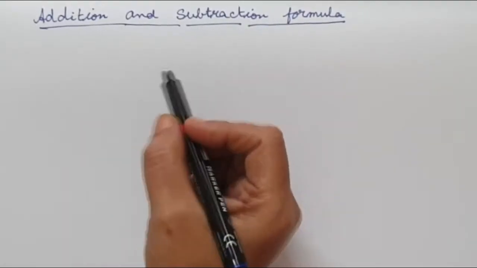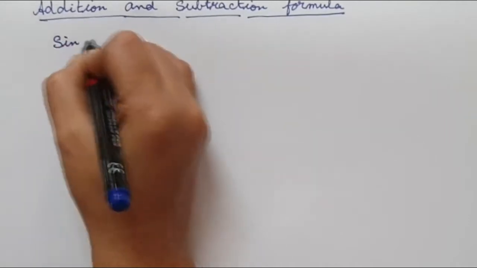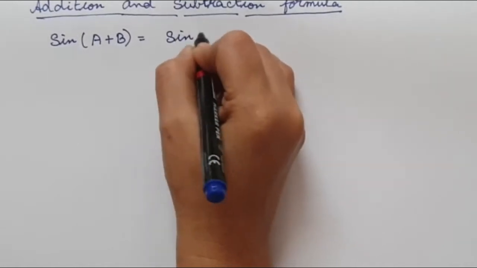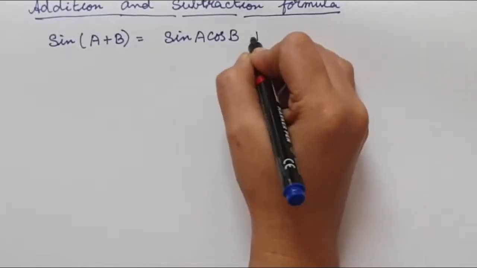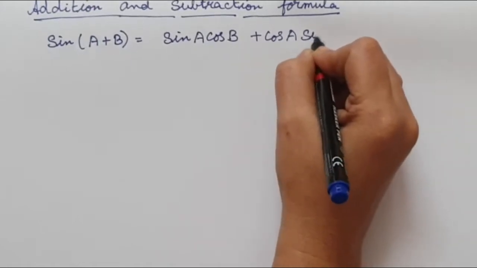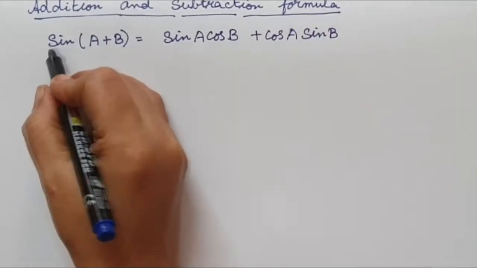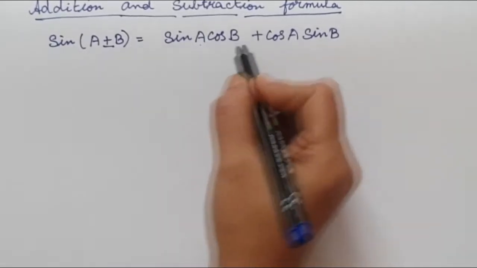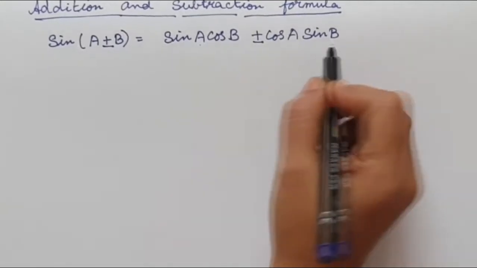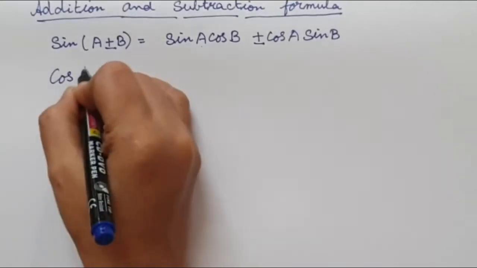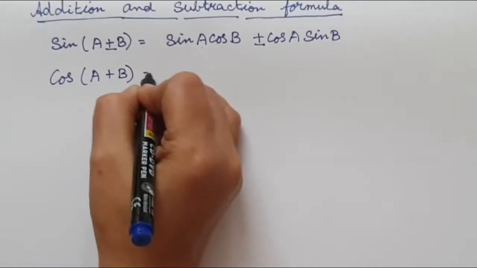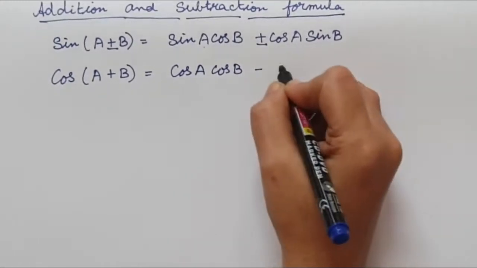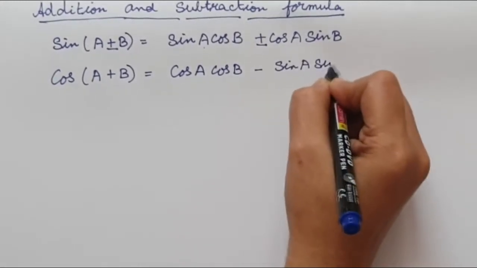Addition and subtraction formulas. If you have sin (a plus b), it will be equal to sin a cos b plus cos a sin b. Now, when it is sin (a minus b), then we have the formula sin a cos b minus cos a sin b. In the same way, cos (a plus b) will be equal to cos a cos b minus sin a sin b.